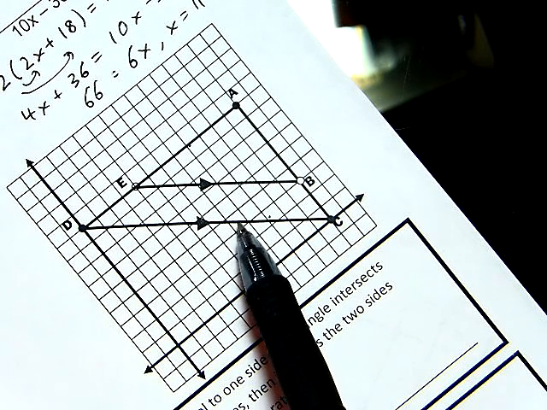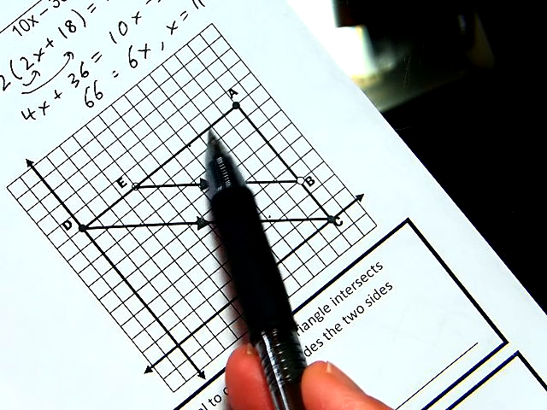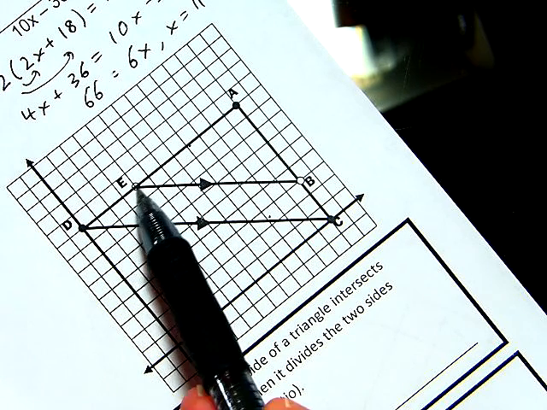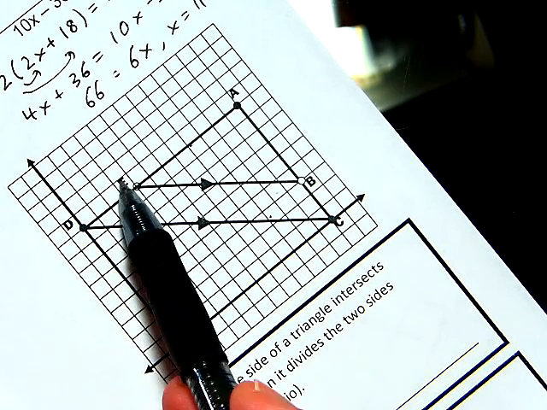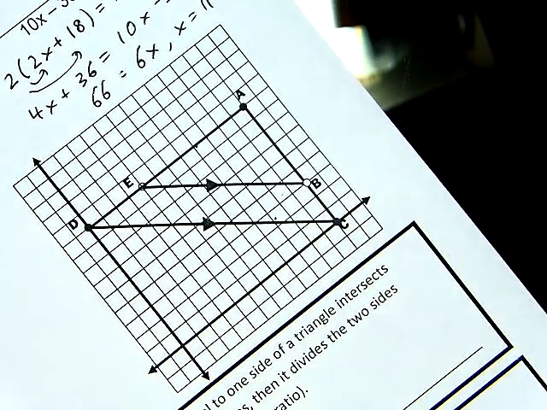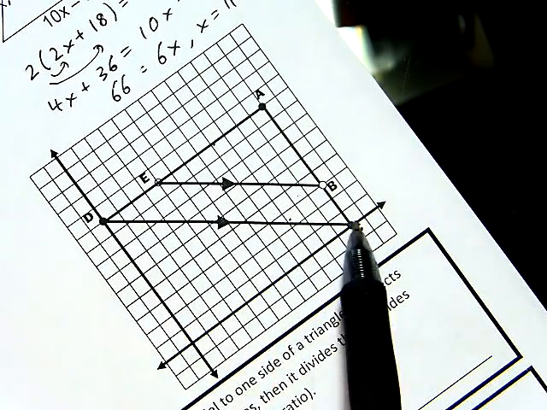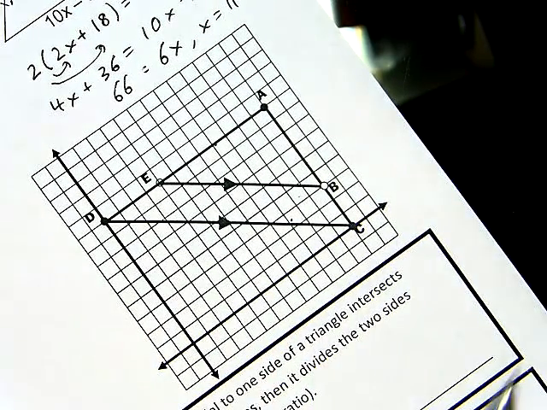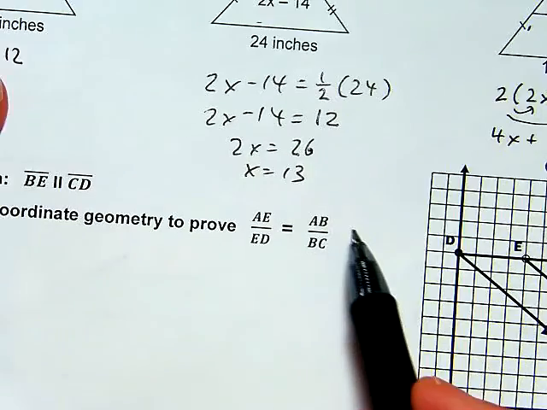But unlike the mid-segment theorem, this is not a midpoint, right? You can see it's not in the middle. In fact, it's closer to point D. E is closer to point D, and B is closer to point C. But even though it's not a mid-segment, there still is a proportion equation that is true. EB is no longer going to be half the length of DC, but it's going to be some kind of proportion of DC.